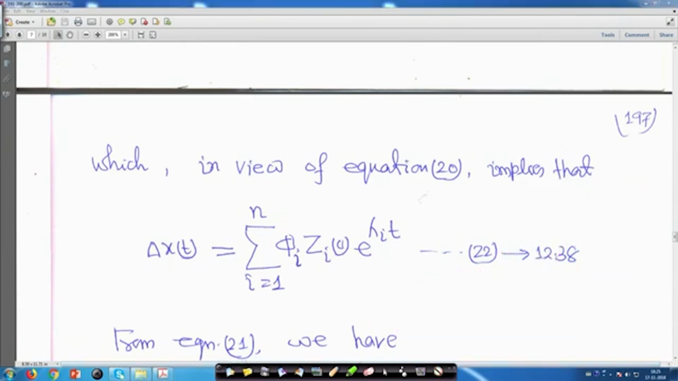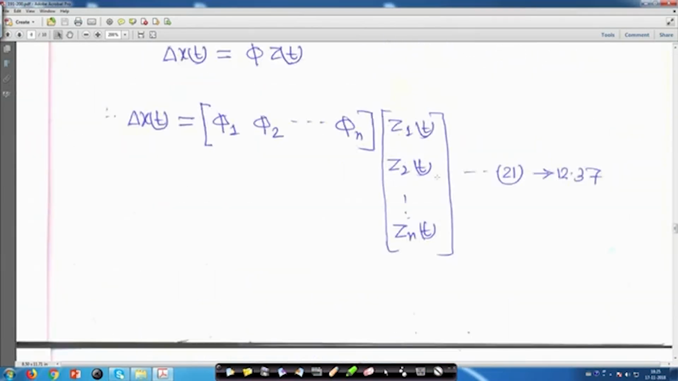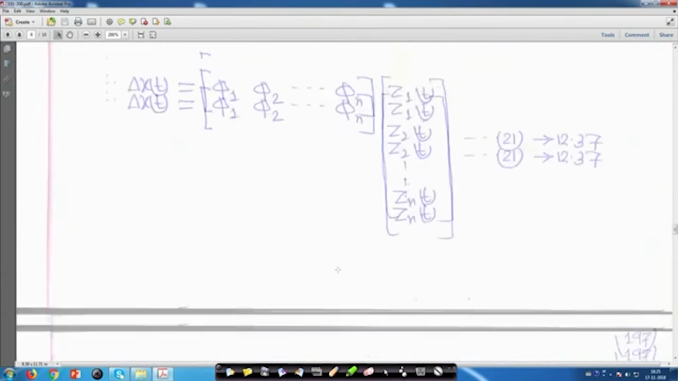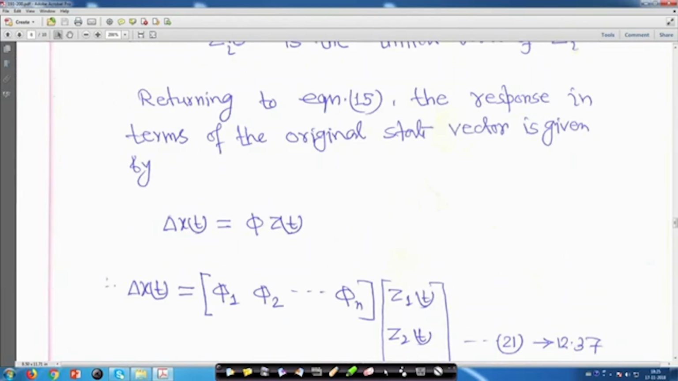Therefore, from equation 21 we have z t is equal to phi inverse delta x t. From this equation you can get z t is equal to phi inverse delta x t.